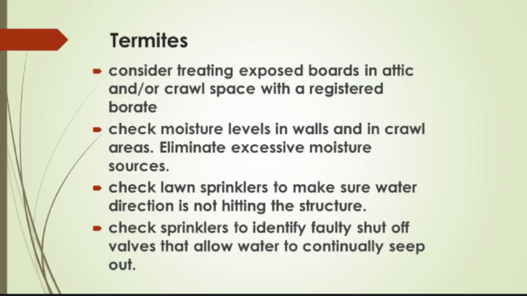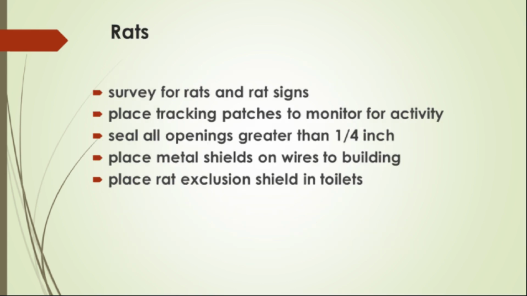Termites. Consider treating exposed boards in attic and or crawl space with a registered borate. Check moisture levels in walls and in crawl areas. Eliminate excessive moisture sources. Check lawn sprinklers to make sure water direction is not hitting the structure. Check sprinklers to identify faulty shut-off valves that allow water to continually seep.